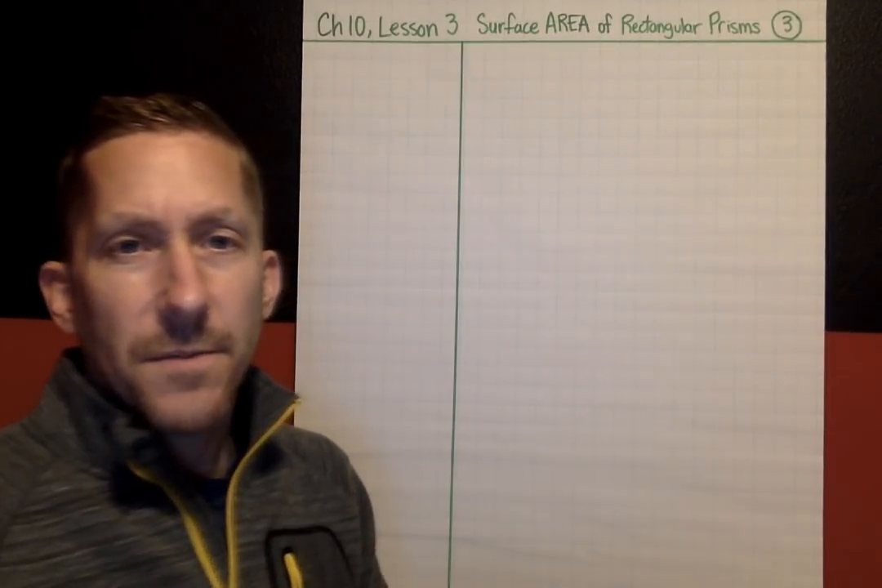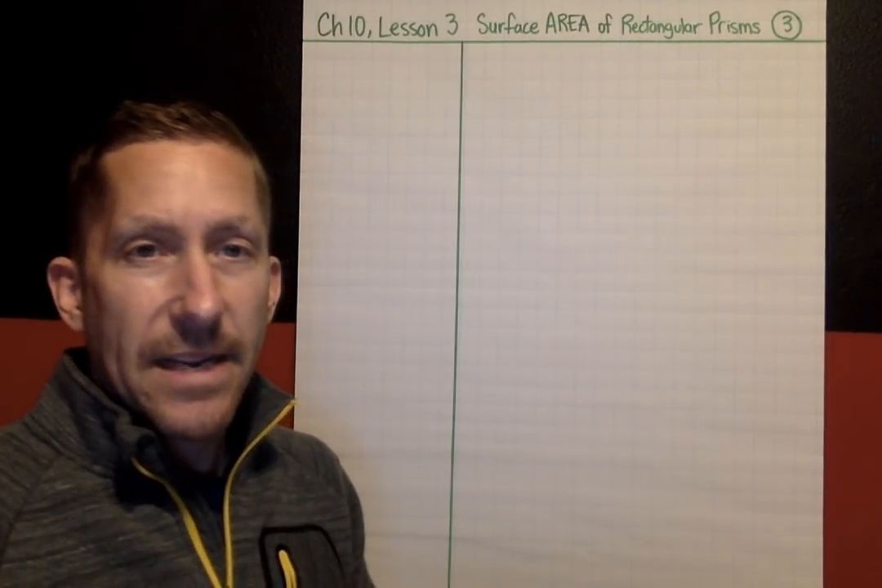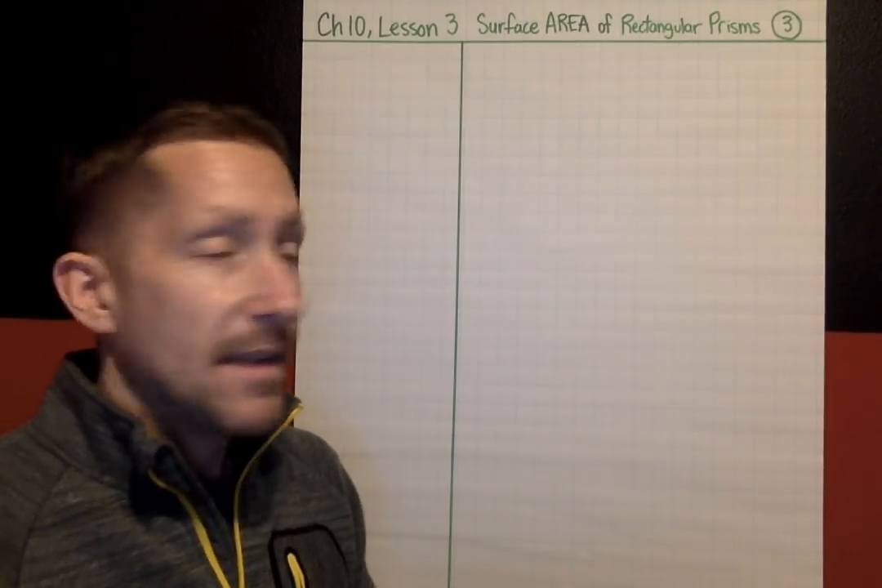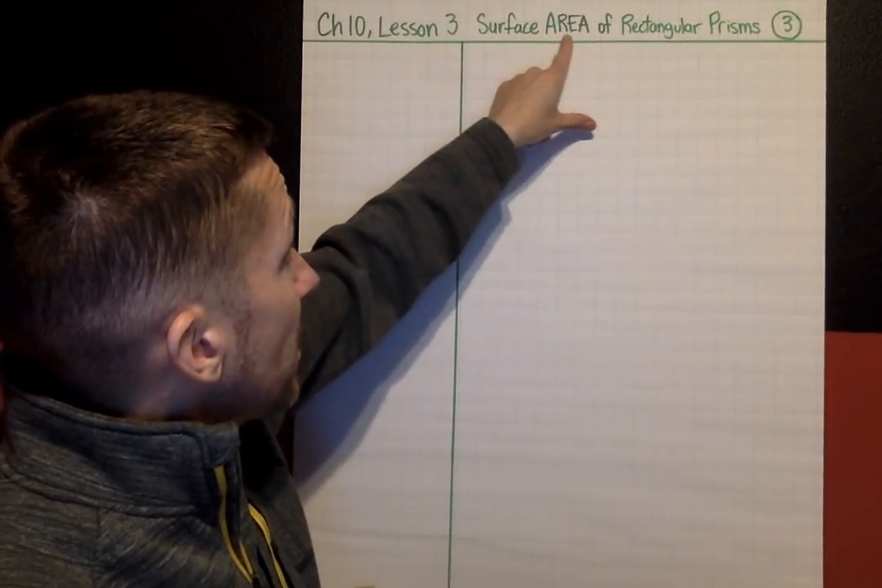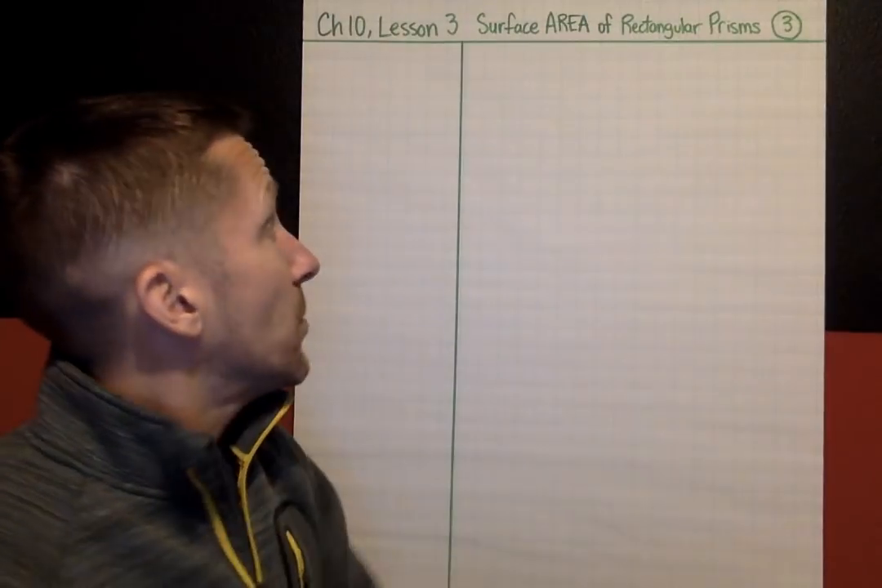Hi students, welcome to Chapter 10, Lesson 3. The topic of today's lesson is surface area of rectangular prisms.